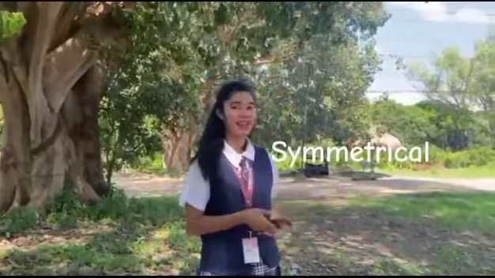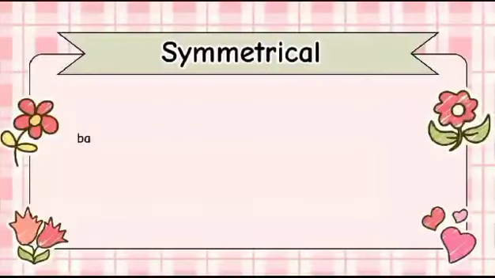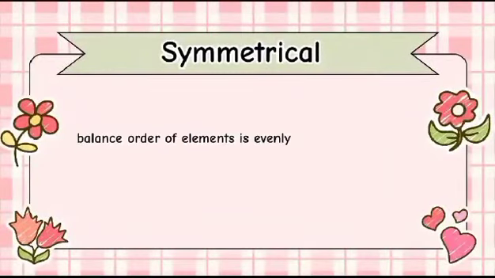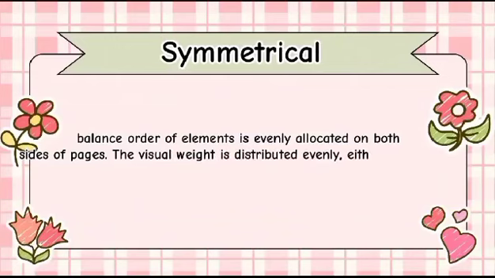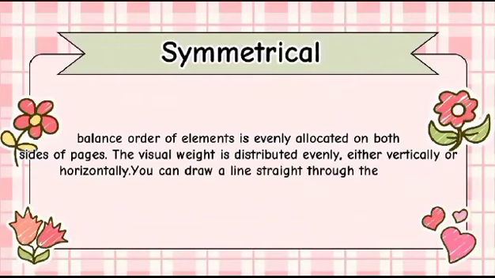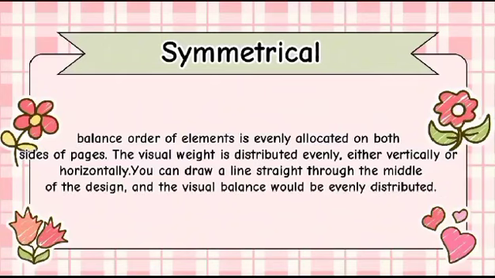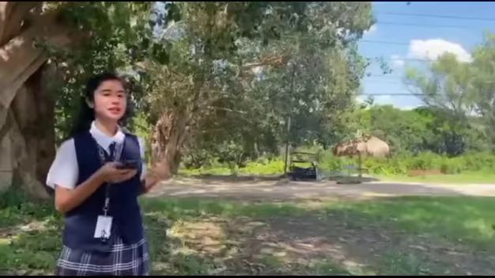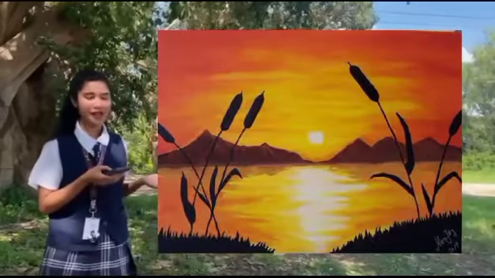First is balance. There are two types of balance, symmetrical and asymmetrical. Balanced order of elements is evenly allocated on both sides of the page. The visual weight is distributed evenly, either vertically or horizontally. You can draw a line straight through the middle of the design, and the visual balance would be evenly distributed. This is an example of symmetrical.